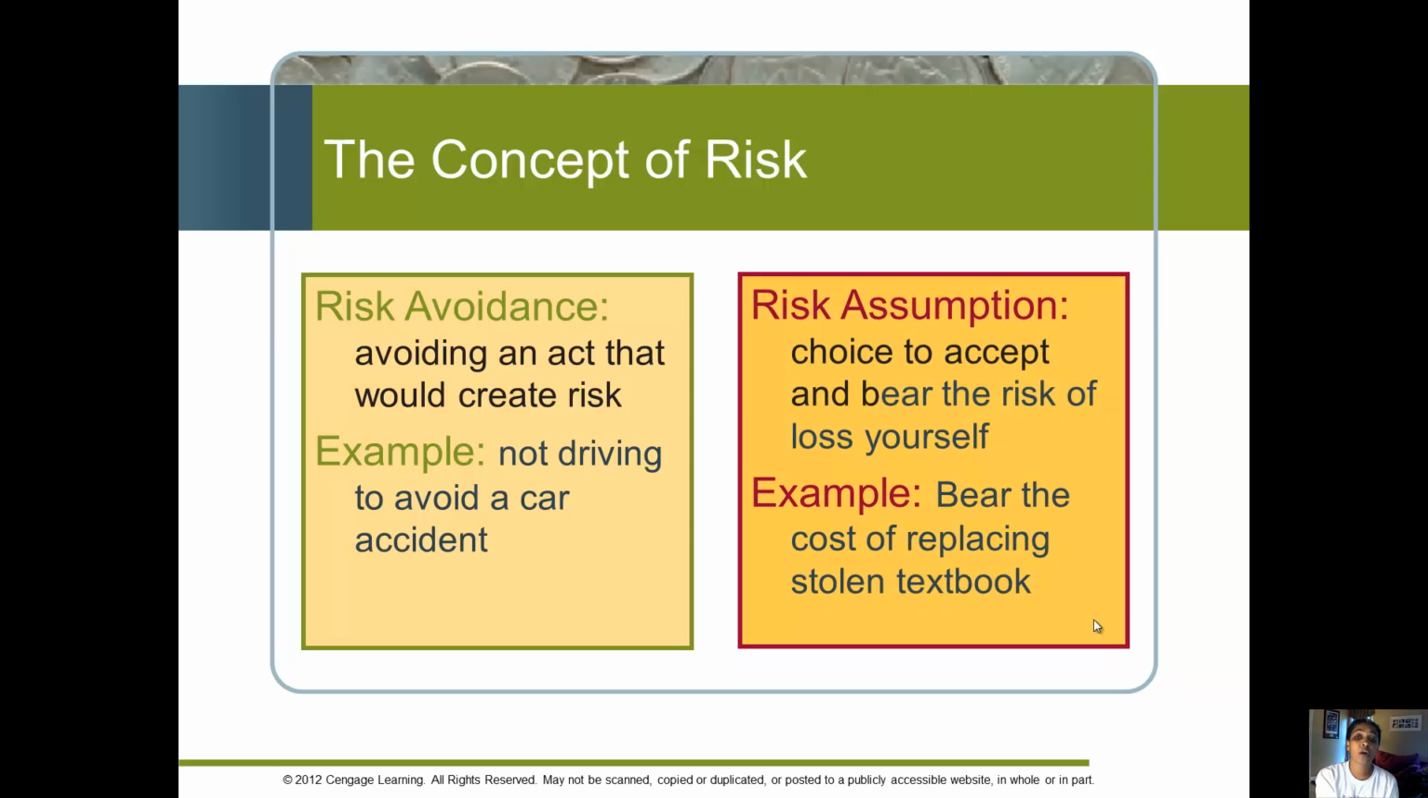Now, risk assumption is something that you or someone else will do to help out the person who wants to get rid of risk. That means you're accepting and bearing the risk of loss yourself. You could do that on your own, meaning you choose not to get insurance on your cell phone. And so you're going to assume the risk of losing or breaking your phone, meaning that if that happens, you're going to pay the cost yourself.